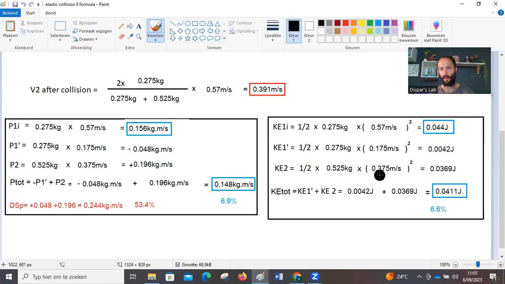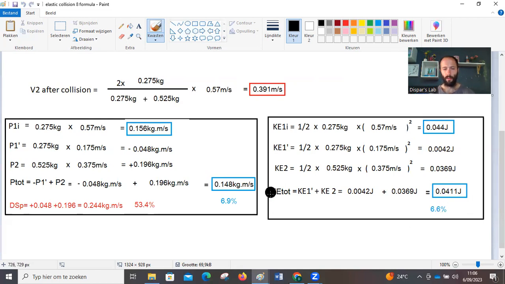Now let's take a look at the kinetic energy. The initial kinetic energy is 0.044 joules, and part 1, when it bounces back, has a kinetic energy of 0.0042 joules, and part 2 after collision is 0.0369 joules. When we add those together, these are always positive because kinetic energy is a scalar, we have 0.0411 joules. The difference between 0.044 and 0.0411 is 6.6%.